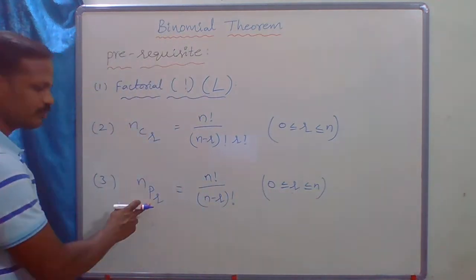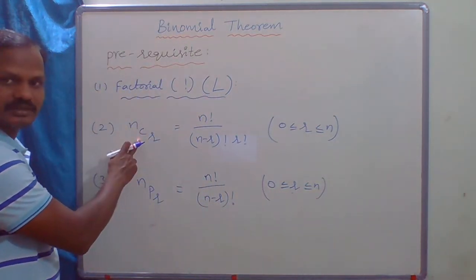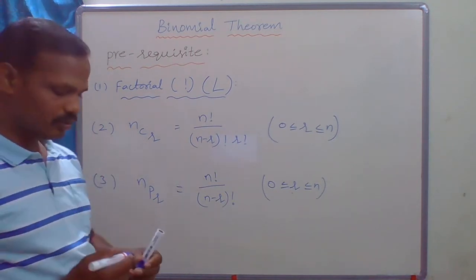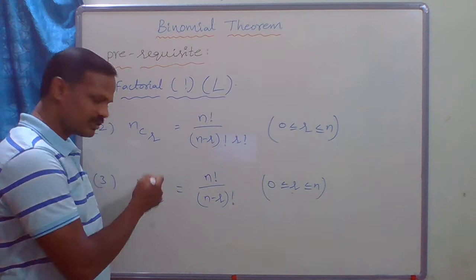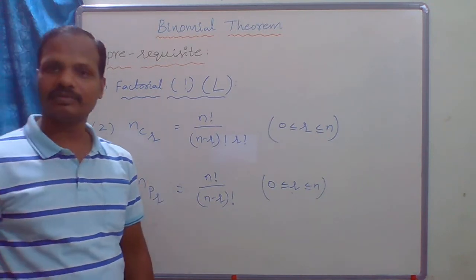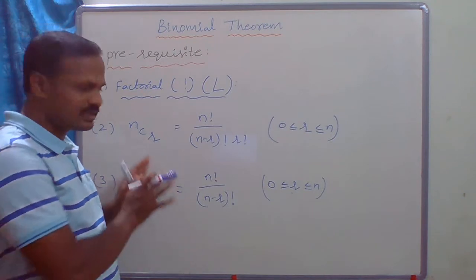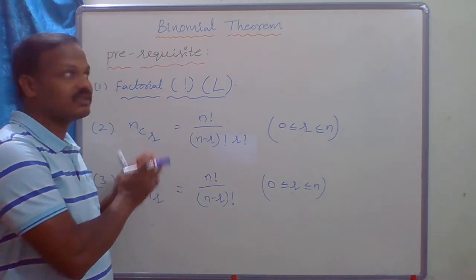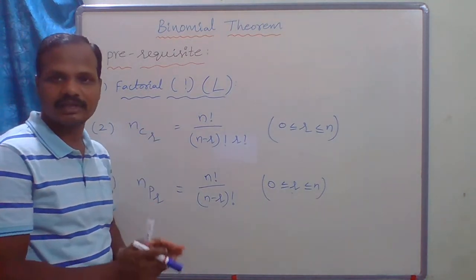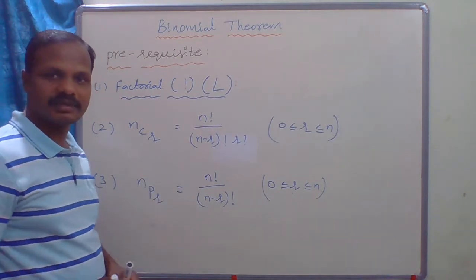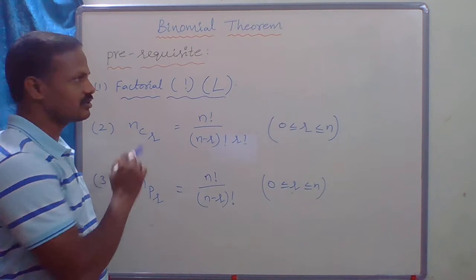So this is permutation, this is combination. This is collection, this is arrangement. We will discuss NPR and NCR in the topic of permutation and combination. We just use these results in this binomial theorem chapter, so it's enough. Now there are some results based on this NCR.